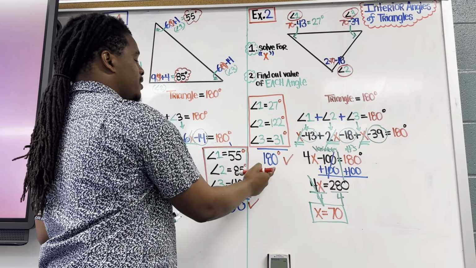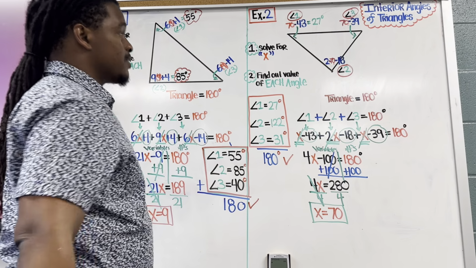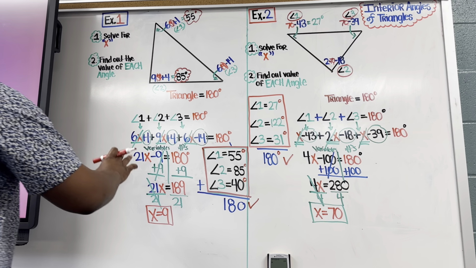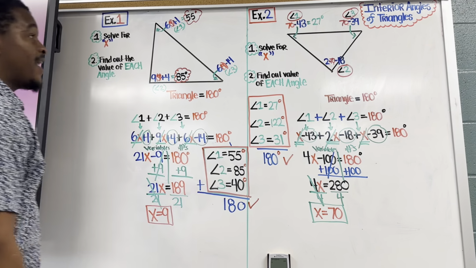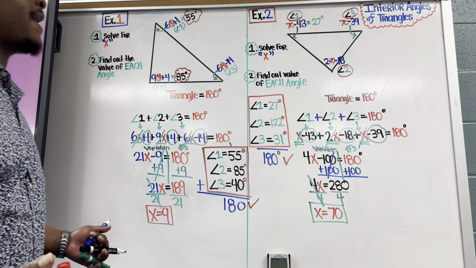Remember, a triangle equals 180 degrees. That means that these 3 angles added together equals 180 degrees. All right? So once again, guys, this is example 1 and example 2 of how to find out the degrees of each interior angle of a triangle.